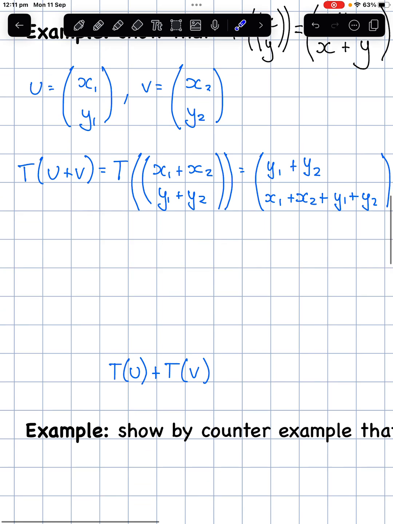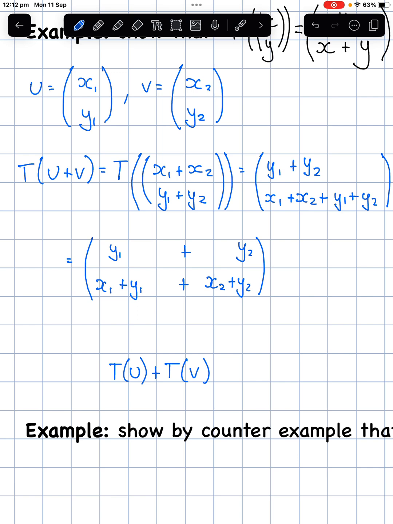So now, if we equal this, I'm just going to pull it apart a little bit and rearrange these values to have the ones together. Realistically, I can rewrite this as y1 plus y2. And then this bottom line here, I can write as x1 plus y1 plus x2 plus y2.